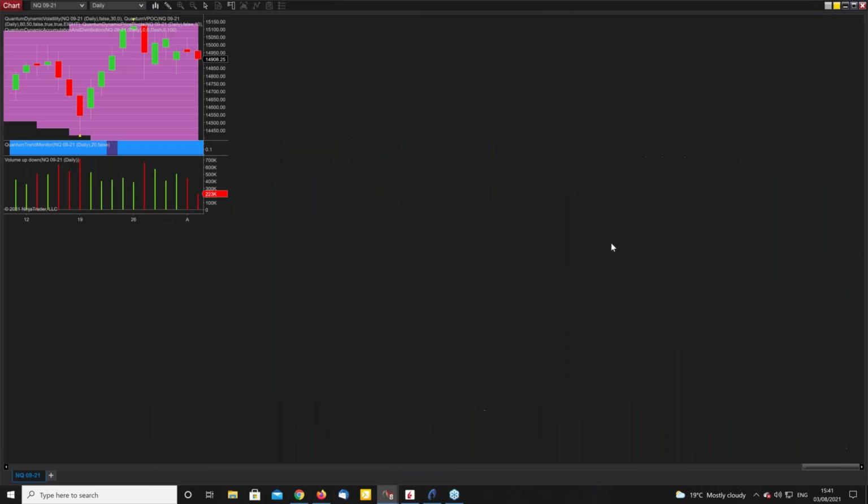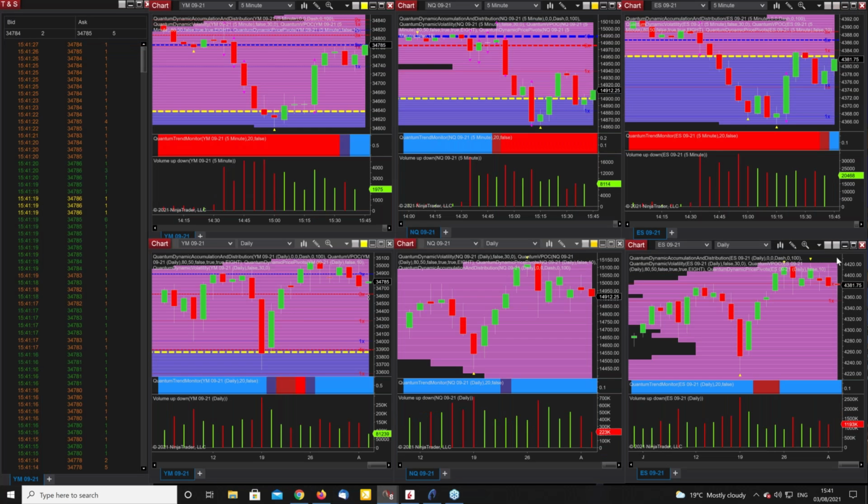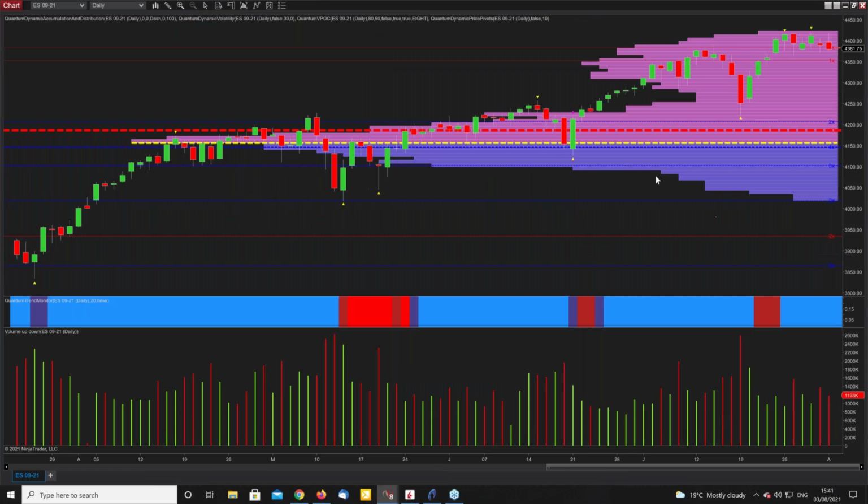In terms of the NQ, where are we on the daily? Had a decent amount of buying coming in here, but it didn't really follow through. Tried to follow through here, and you can see we had quite a lot of volume going in on this day, and then the following day, the volume falling away again. Bit more buying coming in here on support. Bit of weakness yesterday, not looking terribly strong. Again, not moving strongly. And there's a very similar picture on the ES on the daily chart.